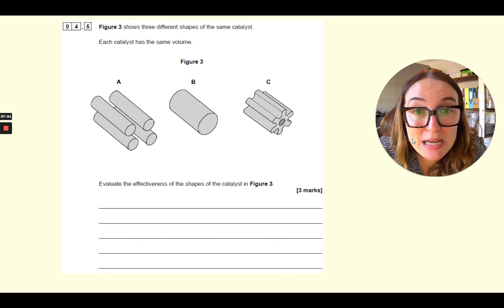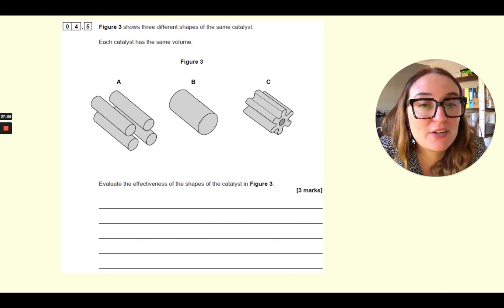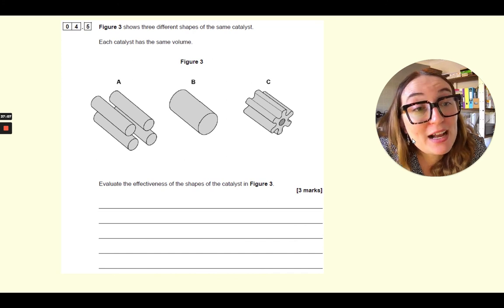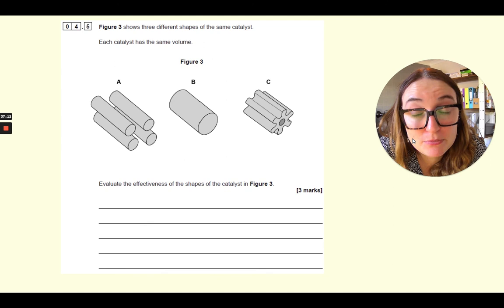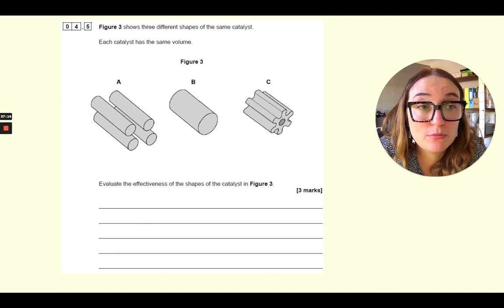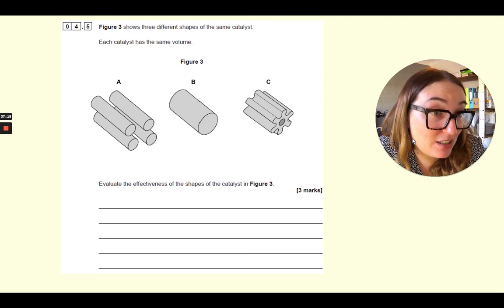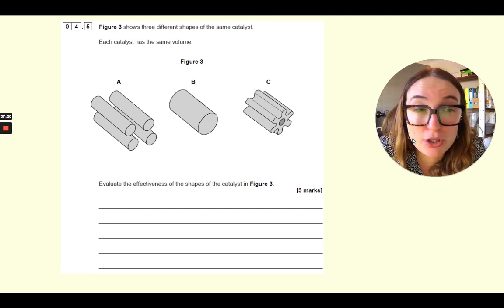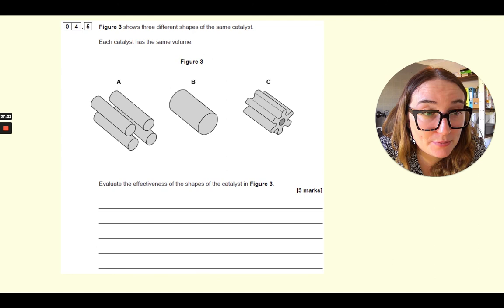So, you've got A, B and C. And the question says, evaluate the effectiveness of the shapes of catalyst in figure 3. Now, evaluate means compare and come to a conclusion. So, first of all, we need to think about which one has the highest surface area. Well, B definitely doesn't, does it? Because it's 1 block, the only available particles are on the outside.